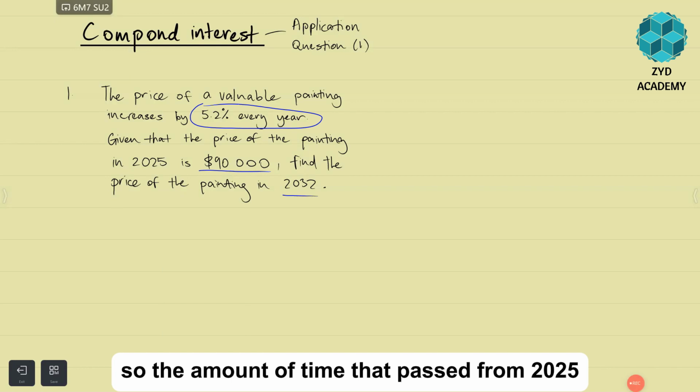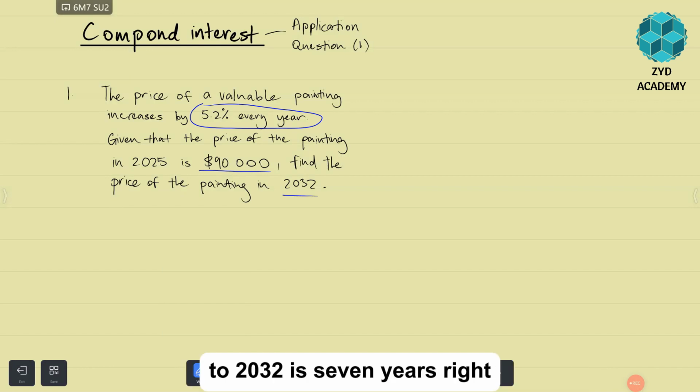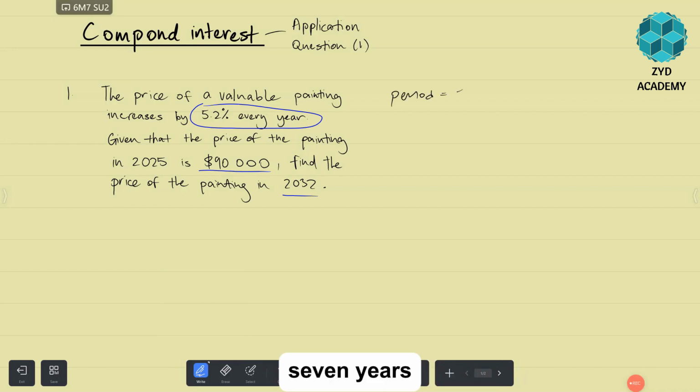So the amount of time that passed from 2025 to 2032 is 7 years. So the period we know now is 7 years.